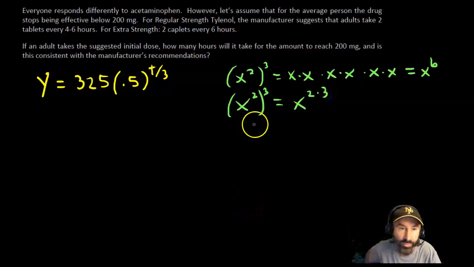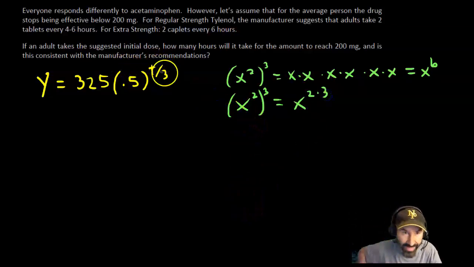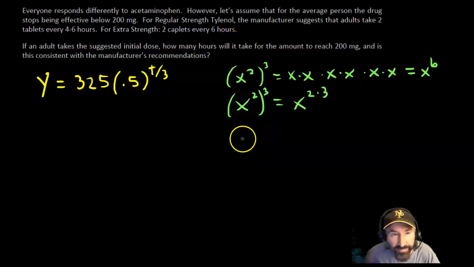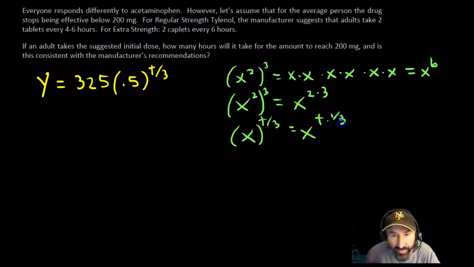Now, we're going to use this to back this out over here. If we have something like x raised to the power of t divided by 3, that is actually the same as x raised to the power of t times 1/3. Remember, t times 1/3 is t divided by 3. You can do something like t over 1 times 1 over 3, and you get t over 3.